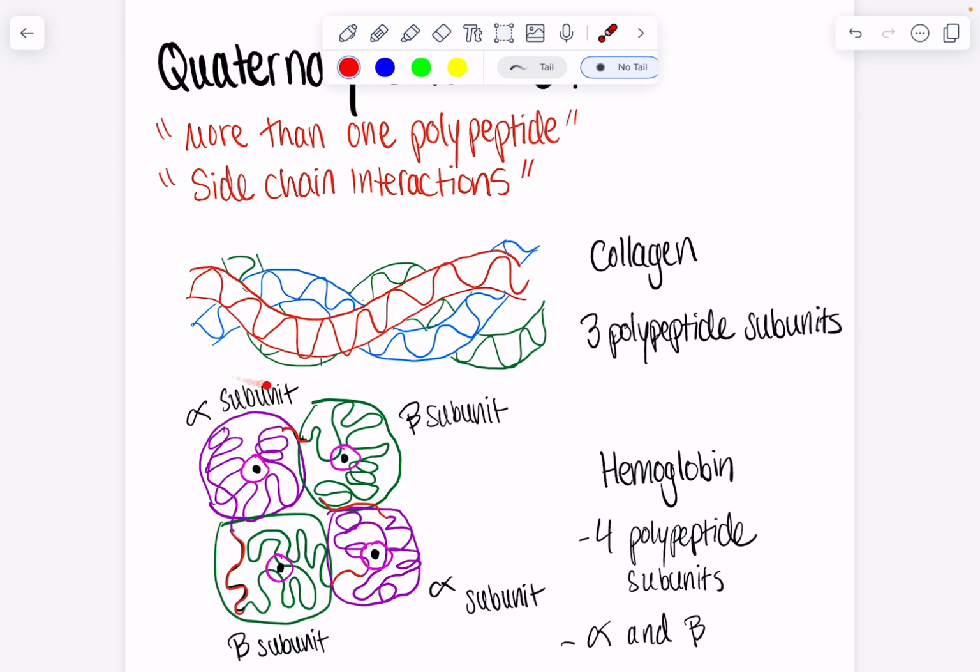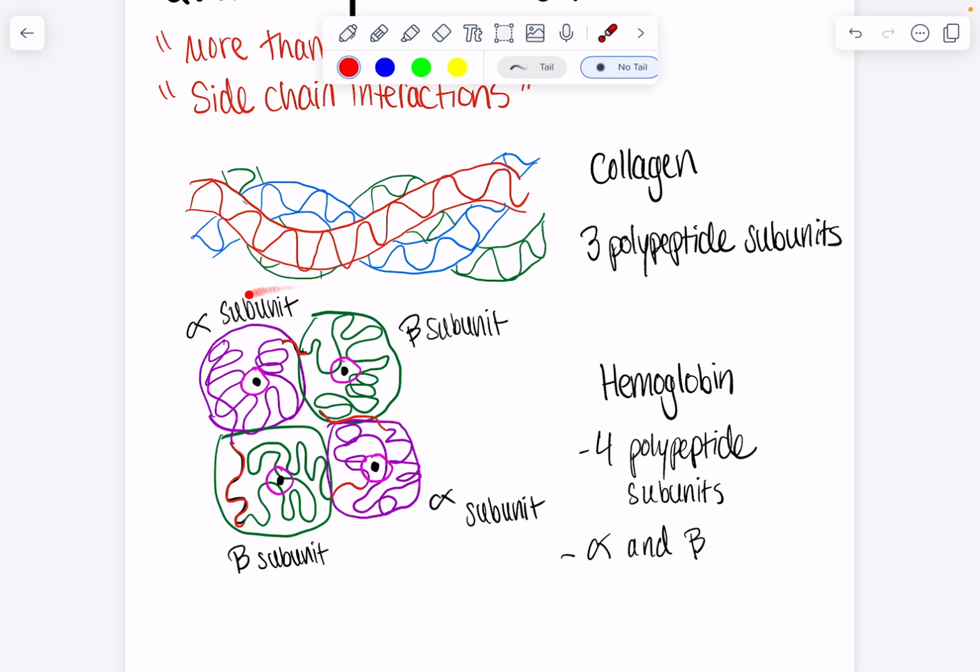An example of a quaternary structure is collagen. We have 3 different polypeptide subunits, each color-coded, forming one whole protein structure. We have another example here, hemoglobin, which has 4 subunits, 2 different types of subunits, the alpha subunits and the beta subunits, that also interact with one another through side chains and form one hemoglobin protein. So this was just a quick review of the protein macromolecule.